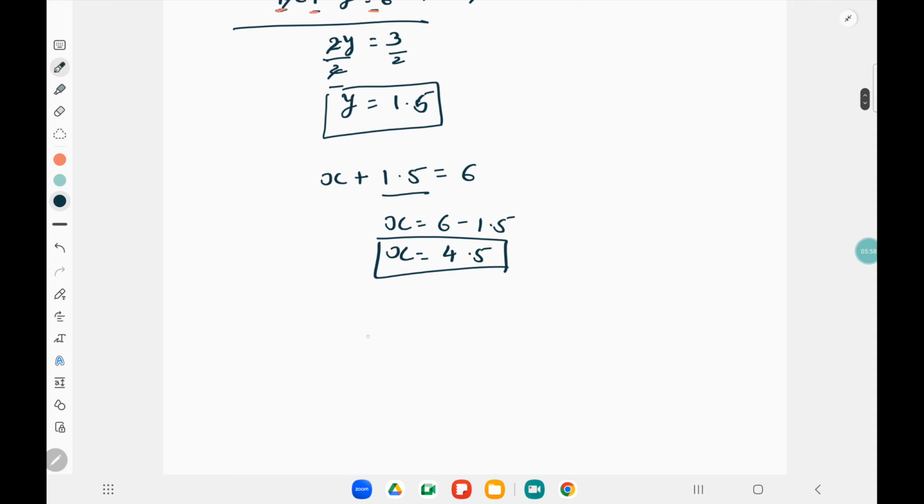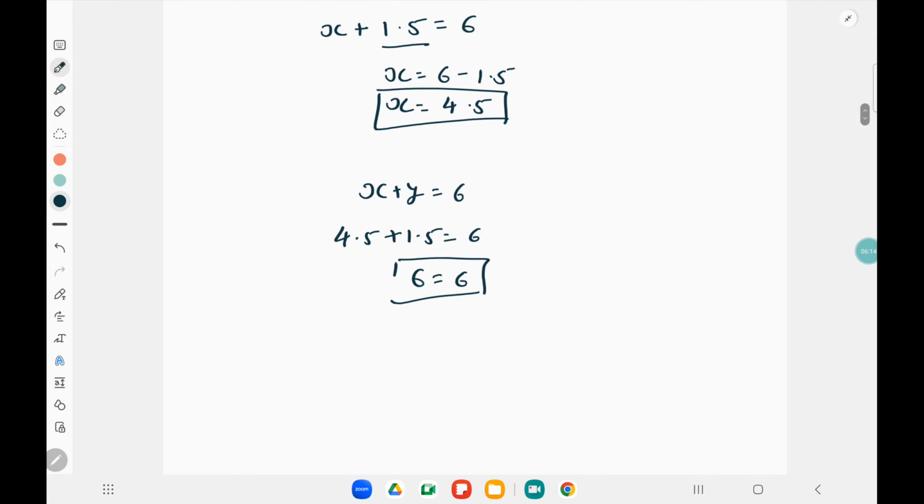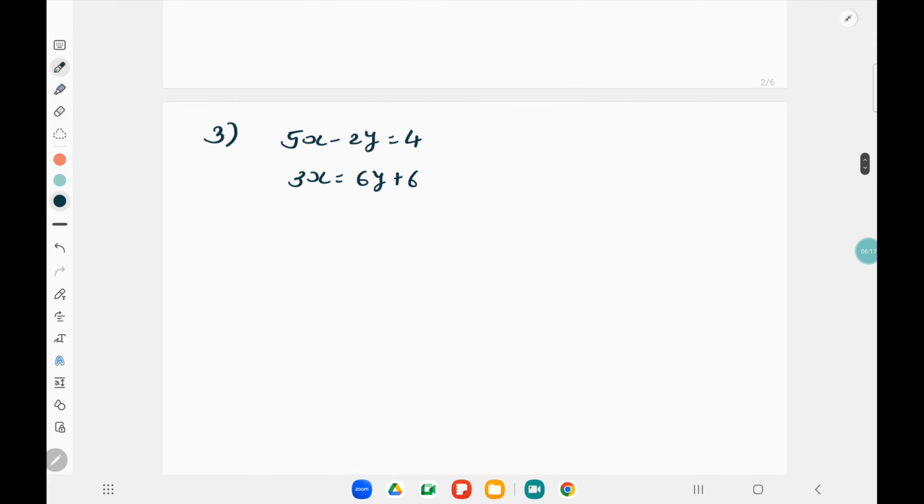And of course, if you want, you can do the cross check. Let's do the cross check. x plus y equals 6, I am taking the second equation, x value is 4.5 plus y value is 1.5 equal to 6. So yes, 4.5 plus 1.5 is going to be 6, so 6 equals 6. So see, our answer is absolutely correct. Let's move on to the next example.